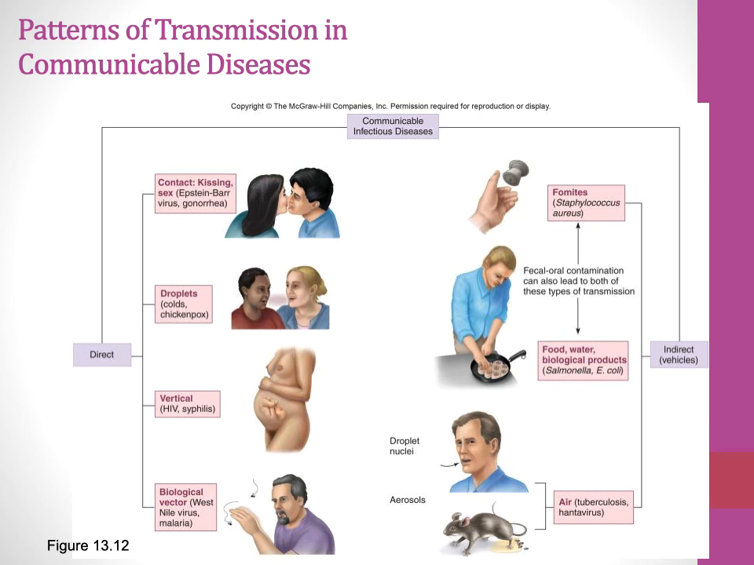For indirect, this is where vehicles are utilized. So fomites. Fomites would be non-living touch surfaces. And so things like door handles, the elevator button, the automatic door push button opener, those would be common kinds of fomites. And again, that's why we see those being cleaned regularly with COVID. We can also have transmission through food, water, or biological products. And so sometimes this is where we get fecal-oral contamination. So this is why it's important to wash your hands before preparing food.